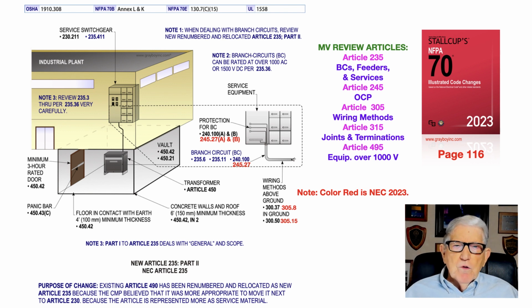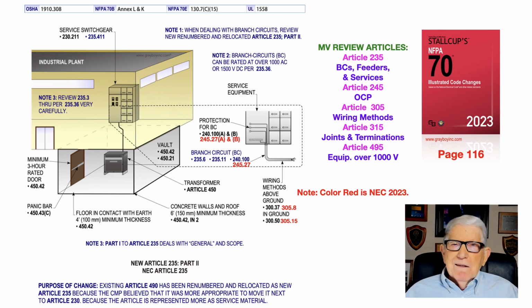2020 NEC 240.100A and B addressed the settings of overcurrent devices, fuses, and relays, and so forth. It has now been renumbered, and you see it in the red text in the 2023 edition, 245.27A and B. Now, for the branch circuits, further references, then we want to make it clear that our 240.100 is now 245.27. And then you're going to deal with 235.6 and 235.11 when you're dealing with these branch circuits, so to speak.